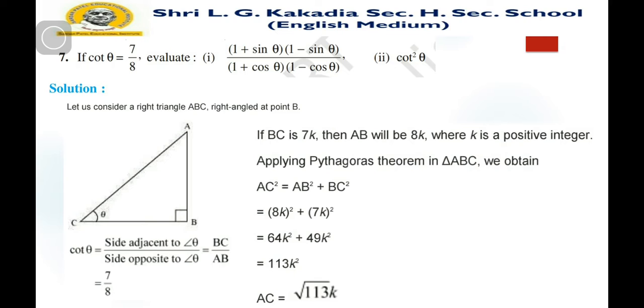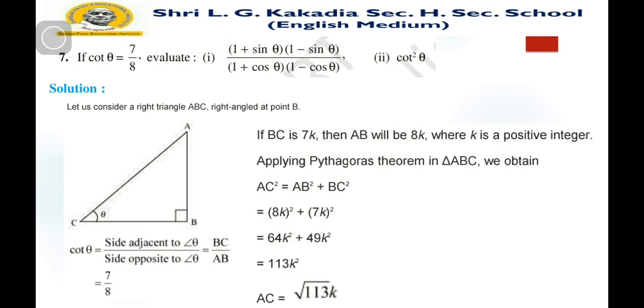Therefore, we take BC is equal to 7k and AB is equal to 8k, where k is a positive integer. Applying Pythagoras theorem in triangle ABC, we want to know the value of AC. So AC square is equal to AB square plus BC square. Putting the values of AB and BC, 8k square plus 7k square, which is equal to 64k square plus 49k square, which is equal to 113k square. That means AC is equal to square root of 113 k.